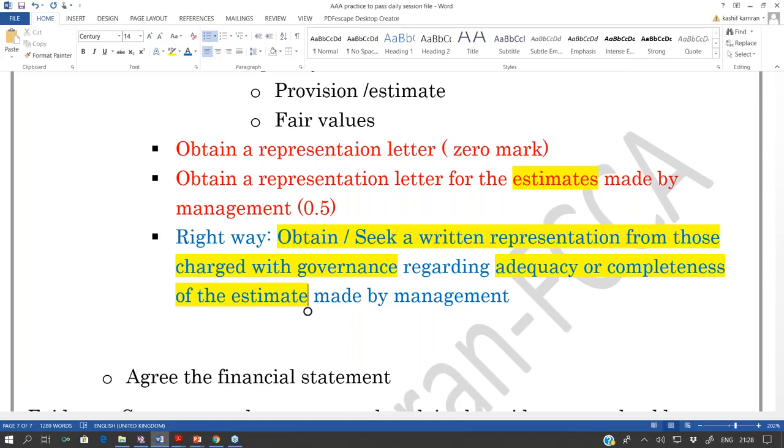Review the board minutes, obtain a representation letter. But have you got the way out of what you do wrong when you write these procedures in the exam paper? Has this exercise really benefited you? Before we come to the last one, agree the financial statements, has this exercise really made your mindset clear about what you do wrong?